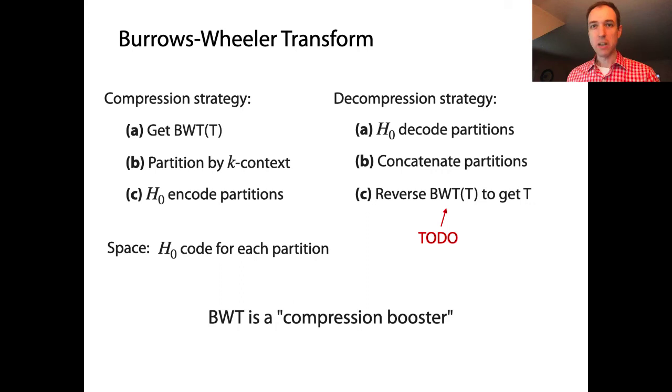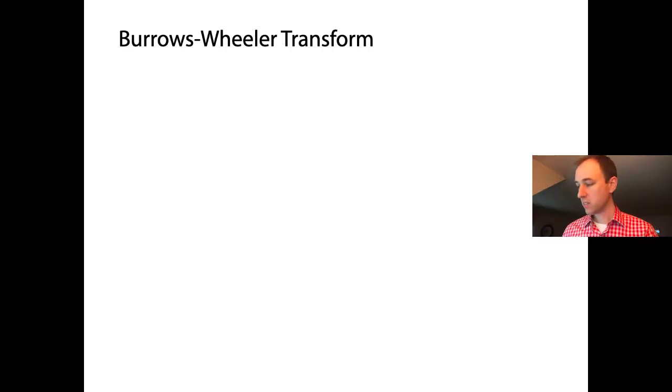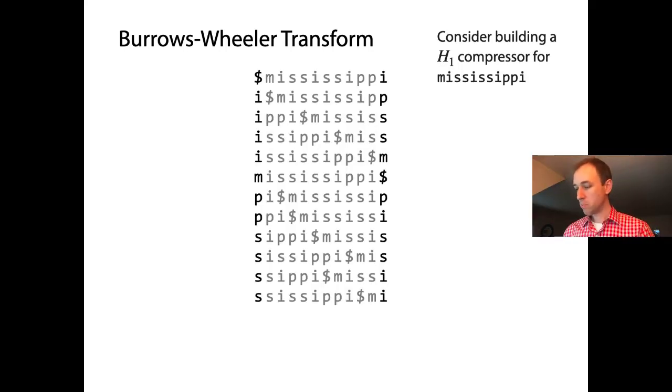Now, I haven't told you, by no means have I told you the whole story, right? For one thing, we have no idea how to reverse the Burrows-Wheeler transform to get back to the original string. That'll be the next video. In addition, for some of these things, it's not clear whether they can really be done efficiently. But what I want to do to complete this video is show you in more detail what these 2 steps really entail. Okay, so let's consider a Burrows-Wheeler matrix.